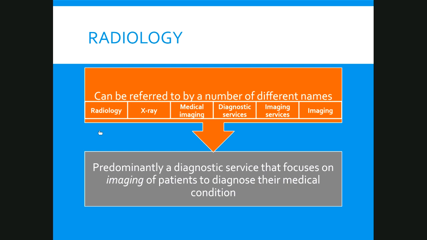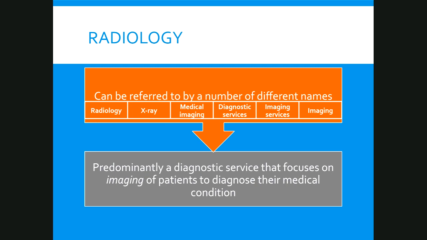They can call it anything they want, but the bottom line is that it's predominantly a diagnostic service, like we're doing something to diagnose the patient, and we focus on imaging or taking pictures of patients to diagnose their medical condition. We take those images to either confirm or deny the presence or the absence of a disease process, of a fracture, of some kind of medical ailment that is affecting the patient. It is our job to image that particular anatomy to confirm or deny that diagnosis.